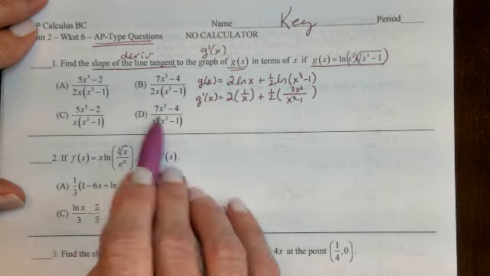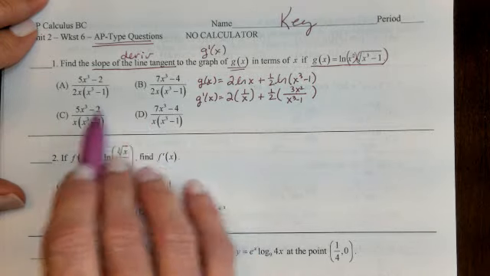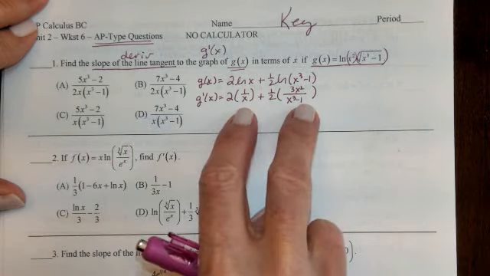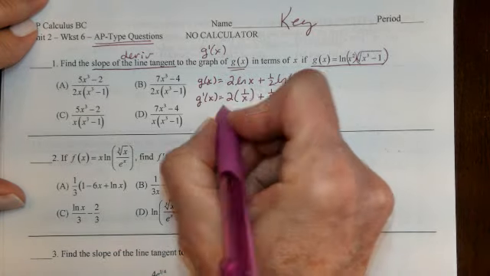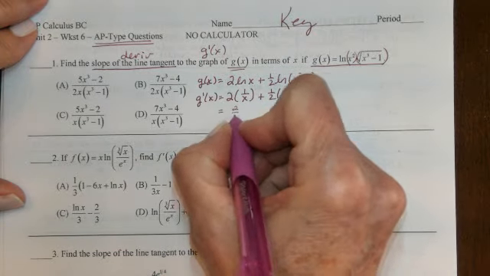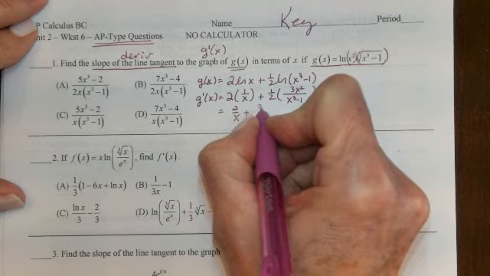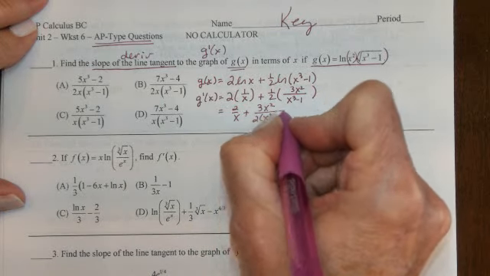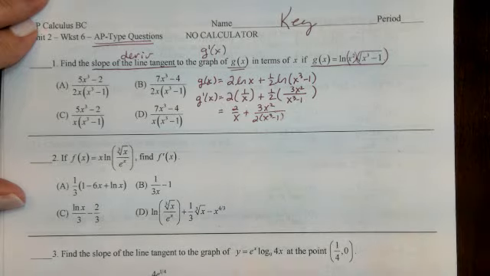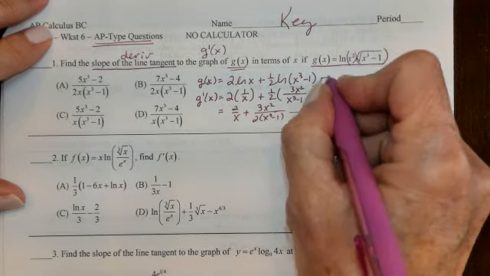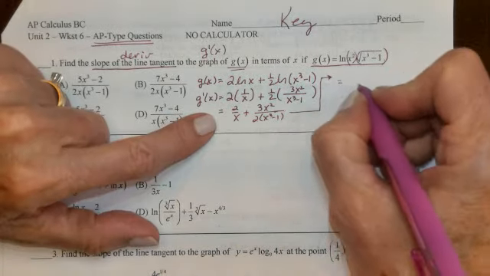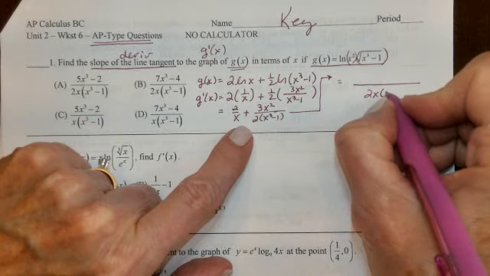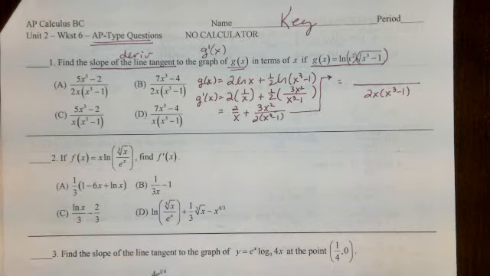I'm going to look over here and see if it's over here, and I notice that they have everything as just a single fraction, so I know I need to combine these two fractions. So let's simplify a little bit. We have 2 over x plus 3x squared over 2 times x cubed minus 1. That's just simplifying each little fraction. And now the common denominator is going to be 2x times x cubed minus 1, just like that.